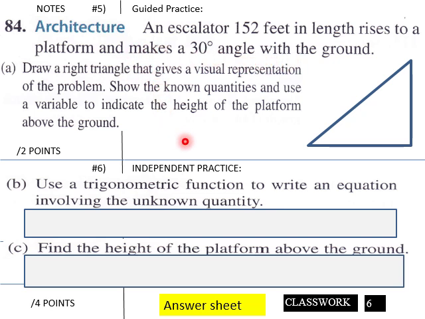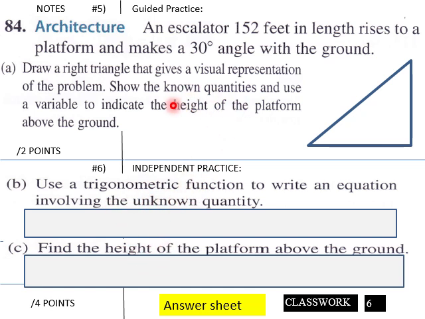A, draw a right triangle that gives a visual of the problem. Show the known quantities and use a variable to indicate the height of the platform above the ground. That would be your part A. Parts B and C are down here, which I want you to do on your own, but I think I'll help you on these.